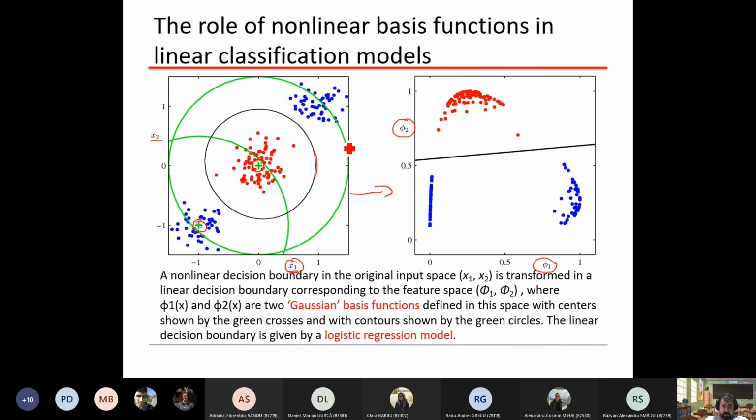There is a mistake here. This value should be 0, and this value should be 1. And I'll show you why.